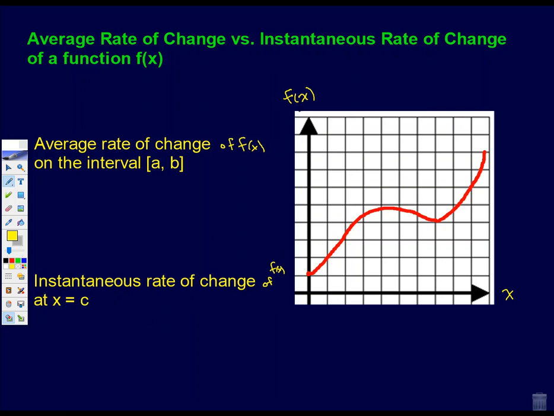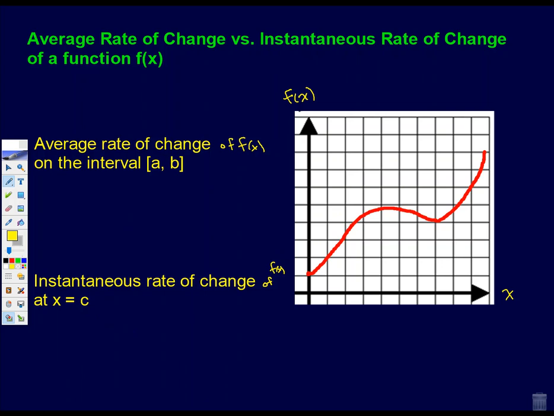at x equals c, which one of these can be represented with a tangent line and which one can be represented with a secant line, or a line containing 2 points. And we remembered that the second one is the slope of a tangent line, and the average rate of change was the slope of a secant line.